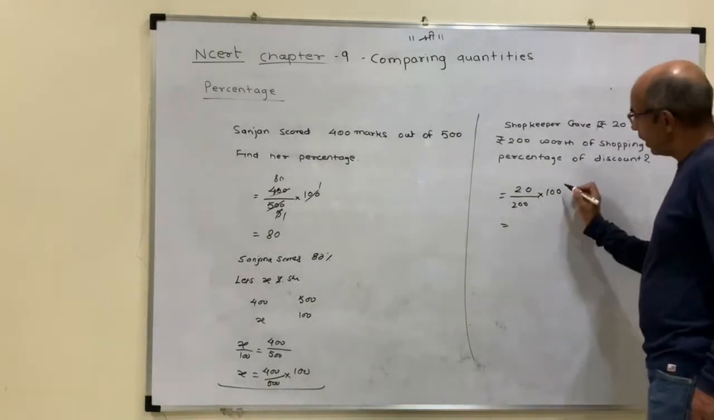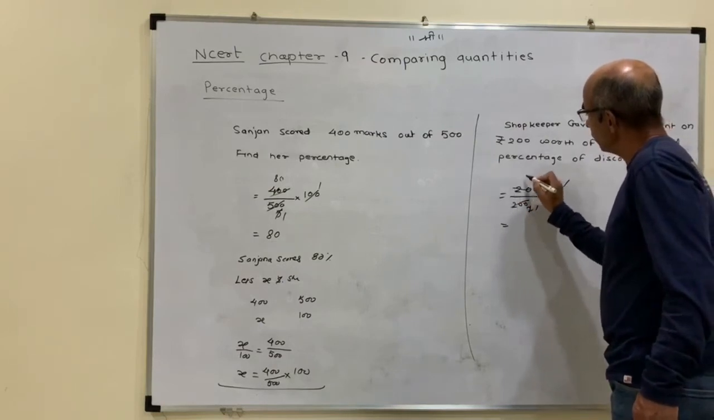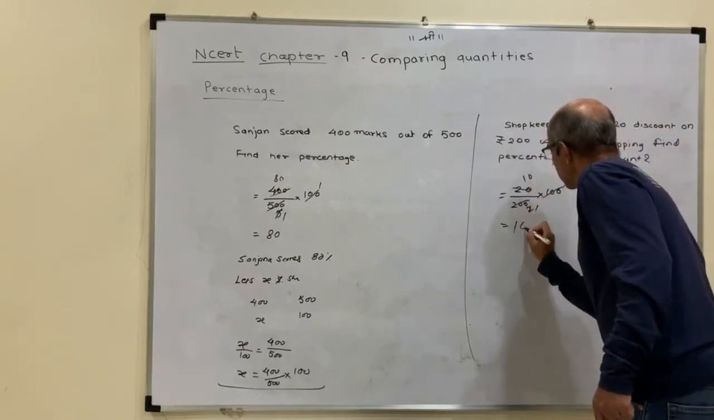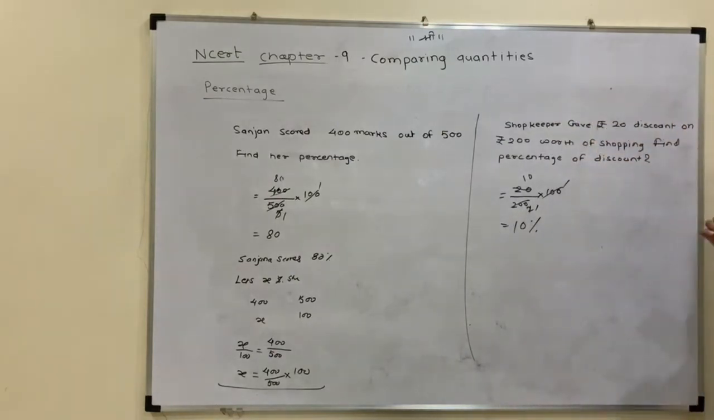Right? So 100 ones are 100, 100 twos are 200. 2 ones are 2, 2 tens are 20. So it comes out to be 10. So how much discount he gave? He gave a 10% discount.